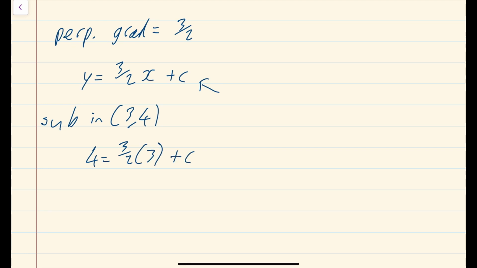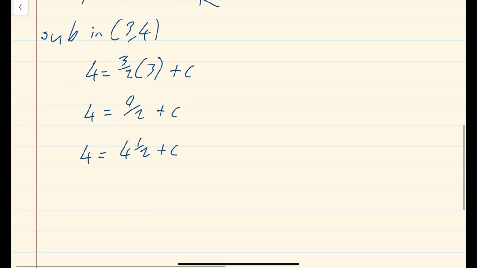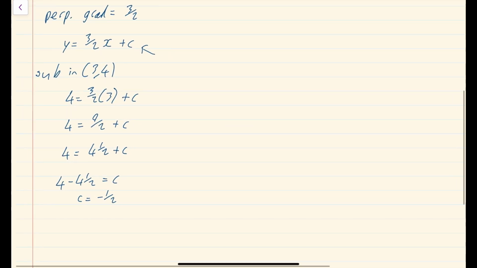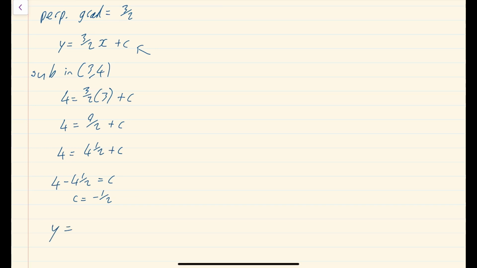So if you do that, 3 over 2 times 3, what will that be? 9 over 2 plus c. 9 over 2 would be the same as 4.5. I'll just write that as 4.5, make life easier for myself. So that's what we have. Then bring the 4.5 across, you'll have 4 minus 4.5 is equal to c, which means your c works out to be minus 1/2. Now rewrite your equation. Your equation of your line then is y is equal to 3 over 2 x minus 1/2.